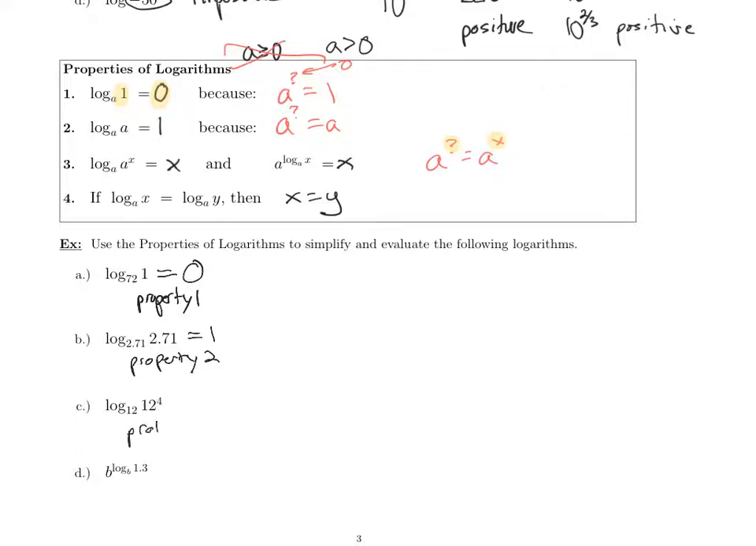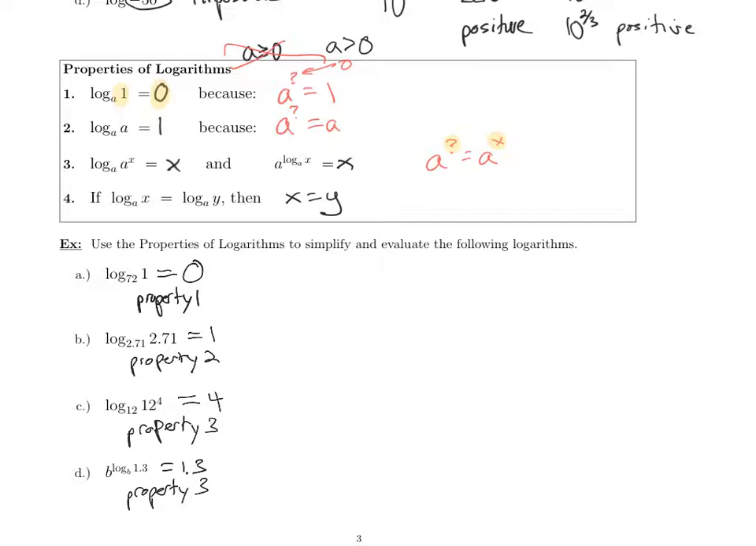Part C matches property 3. So this is equal to 4. And also part D is property 3. So this is equal to 1.3. Now, it is certainly possible to use the logarithmic question to answer all of these. So I'll give you that as an example.